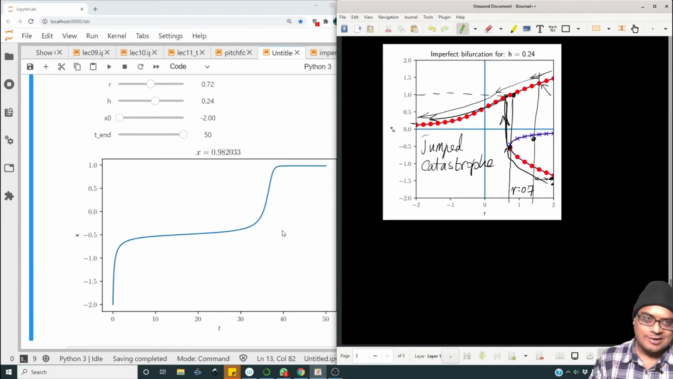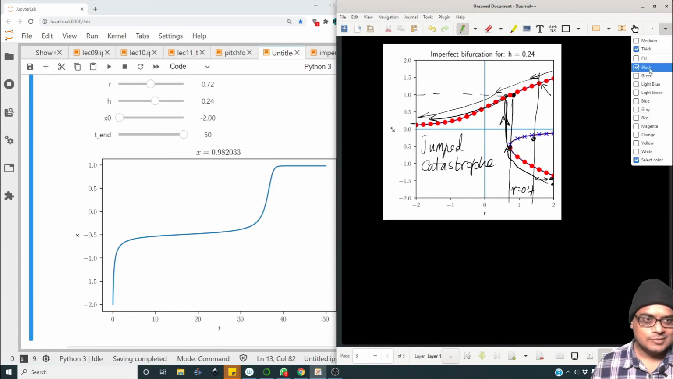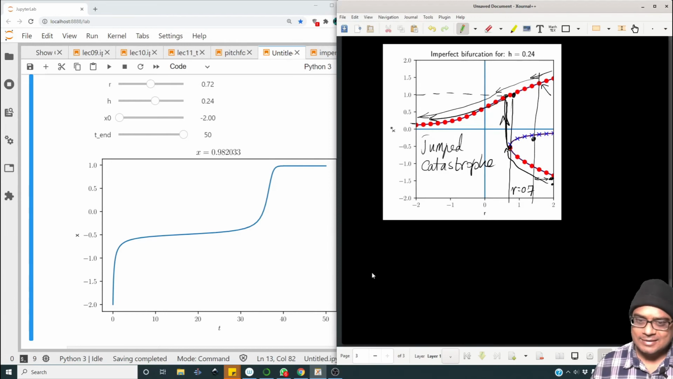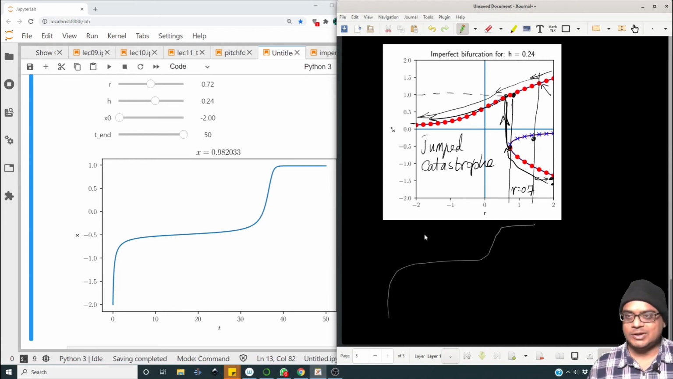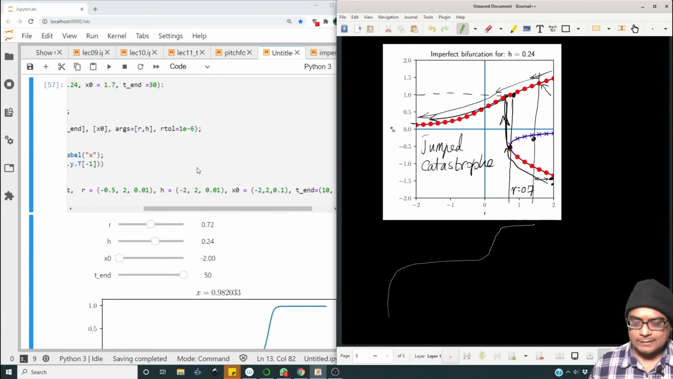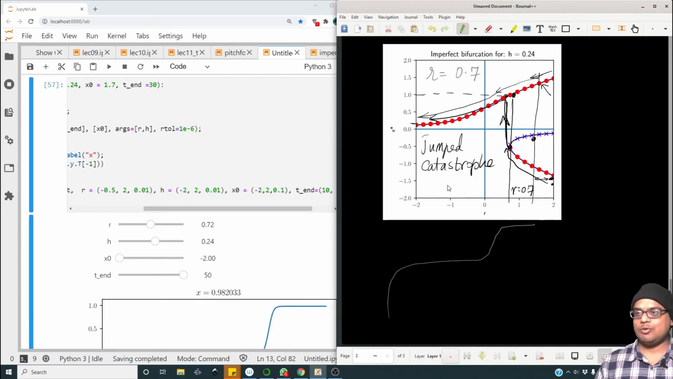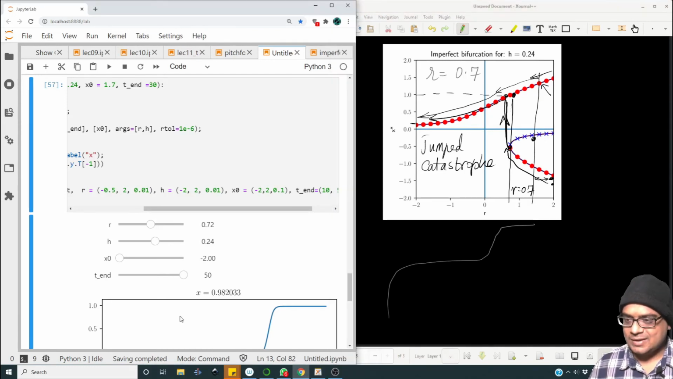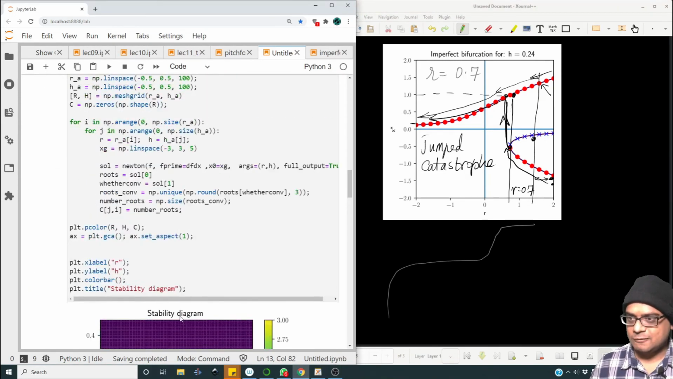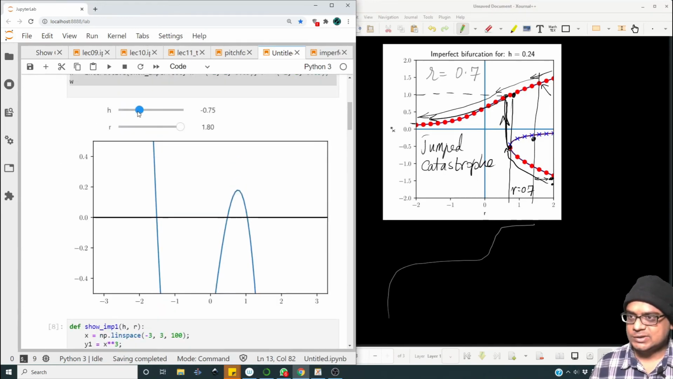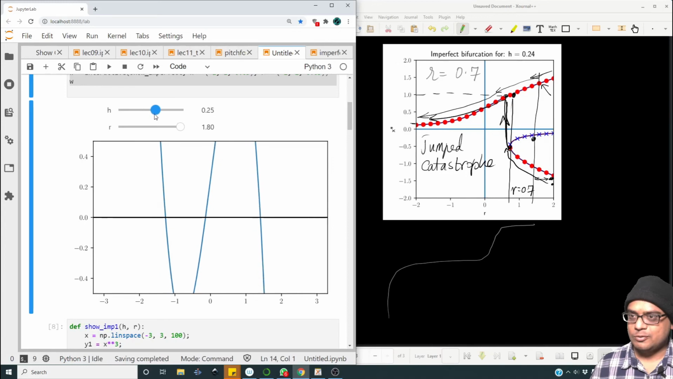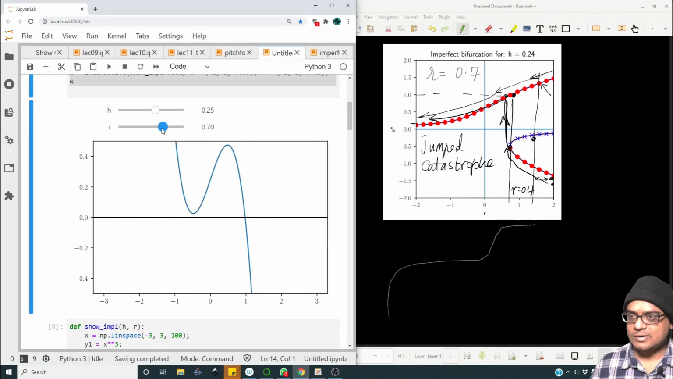Now, a small task, if you will: just try to find out why exactly the evolution of the IVP looks something like this. Look, we are at r equal to 0.72 and h equal to 0.24. So let's say we plot everything at 0.7. Can we explain why the plot looks the way it does? Let me make h equal to 0.24 and r equal to 0.6.